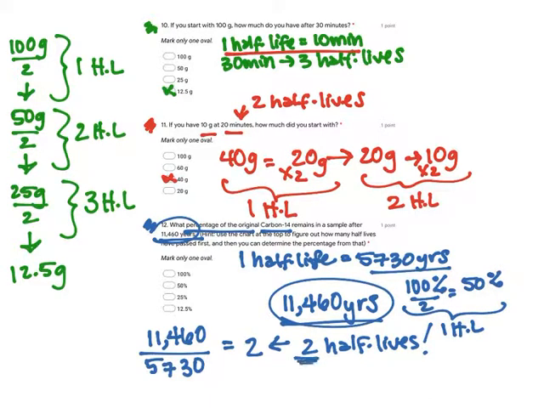But we are doing 2 half-lives, so we're going to take our 50% divided by 2 again to get 25% at the end of the second half-life. So our correct answer for number 12 must be 25%. Great job. A couple more, and then you guys are done.